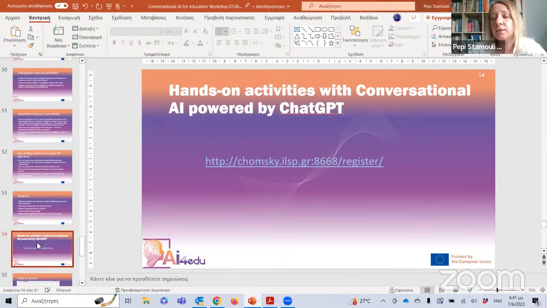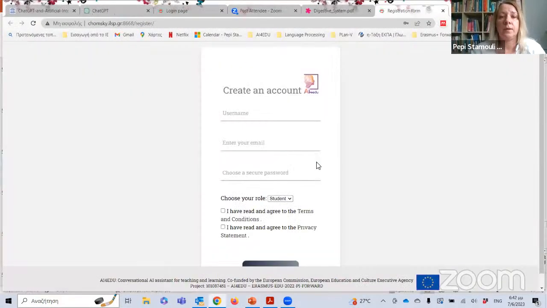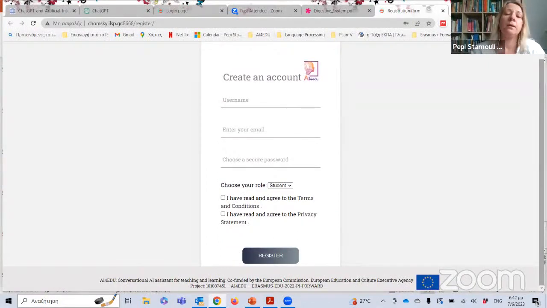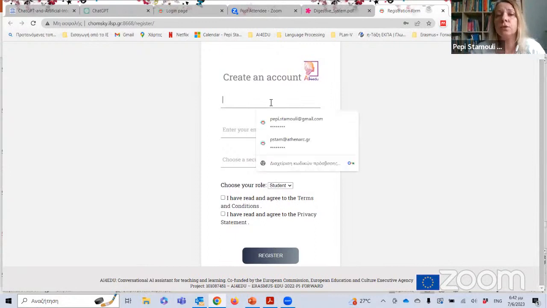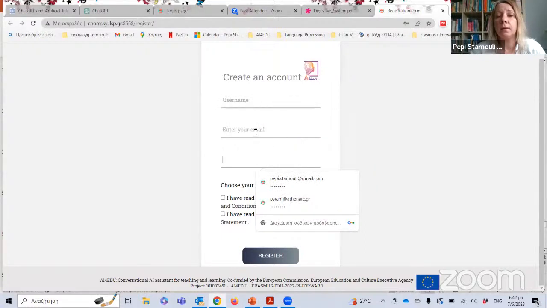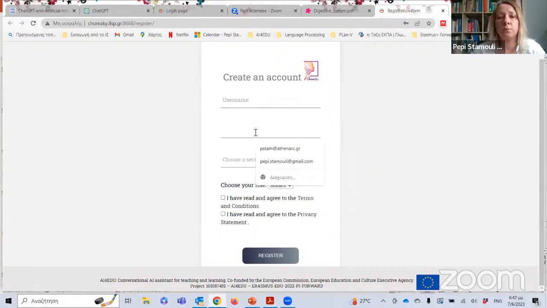We have integrated ChatGPT version 3.5 into our own conversational AI system, which we are developing as part of the AI for Do project. And I'm going to show it to you. This is the page where we are creating an account. All you need is a username and a password. The email is optional, and you can put any email you want. It can be a fake one.